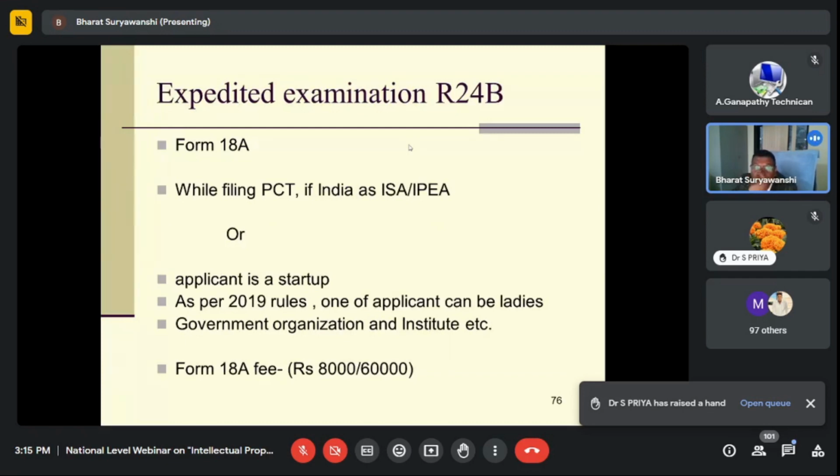Again, you have the chance to file an expedited examination as per Rule 24B, wherein you can get a patent within 1 year only. That is expedited examination. For this, Form 18A is required, for those who are filing a PCT, Patent Cooperation Treaty application, in which India is chosen as the International Searching Authority; or if the applicant is a startup or, as per the 2000 rule, one of the applicants is a lady, or a government organization, they can request this. Fees is 8,000 for individuals, 60,000 for others.